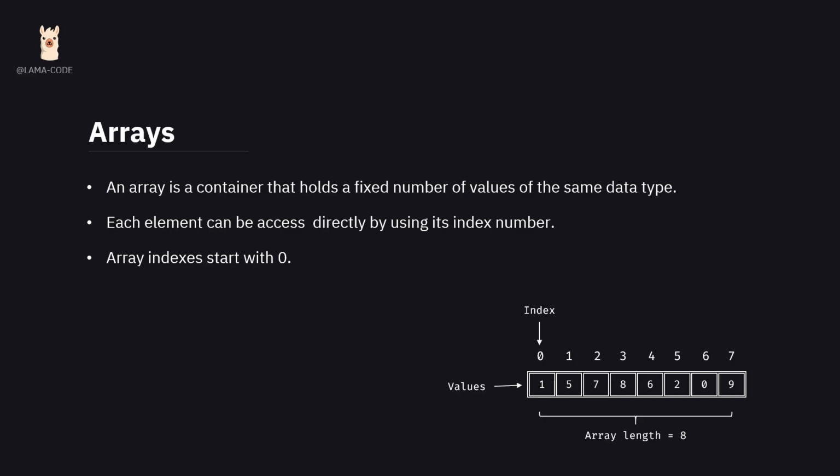So let's visualize how this works in this example. Here we have this array with 8 elements, and each element has an index. So if you want to access the first element, which is 1 in this case, we have to use the index 0. And if you want to access the element 5, you have to use the index 1. And if you want to access the element 7, you have to use the index 2, and so on. Note that this array has a length, which means that this array has 8 elements.